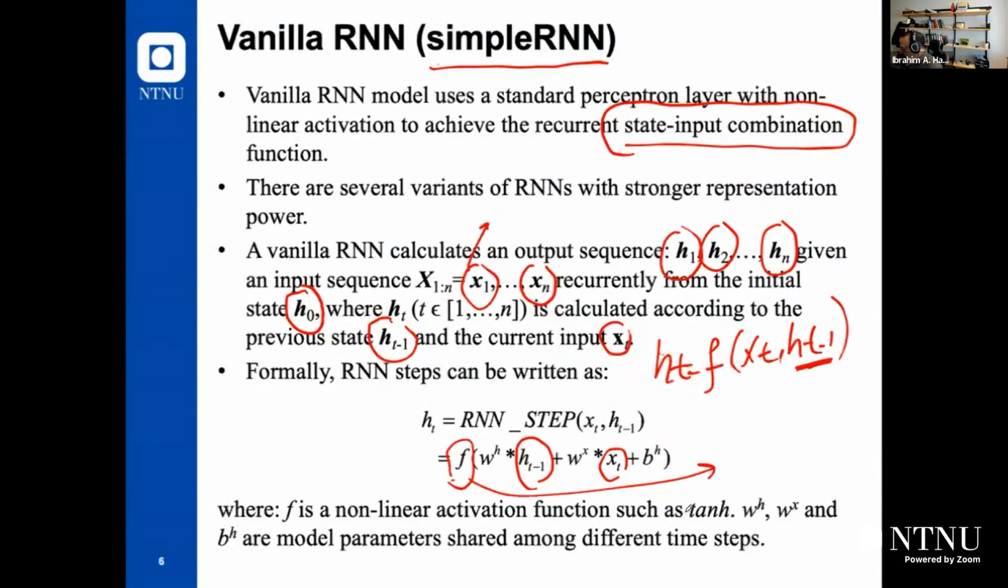F is a nonlinear activation function such as the hyperbolic tangent, for example. This is the original version of RNN; they used hyperbolic tangent. Omega H, omega X, and the bias are model parameters which are shared among different time steps. It's just the model parameters.